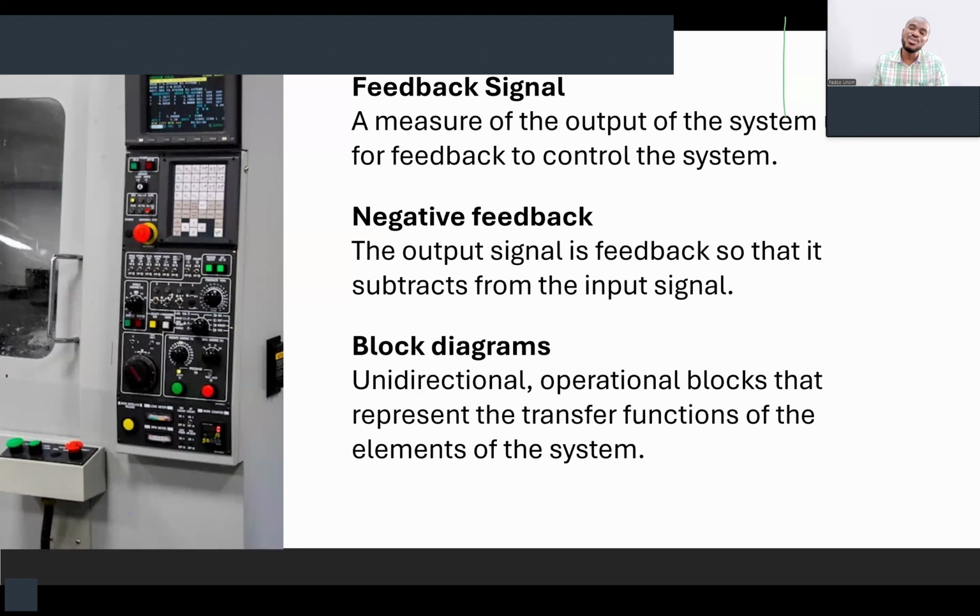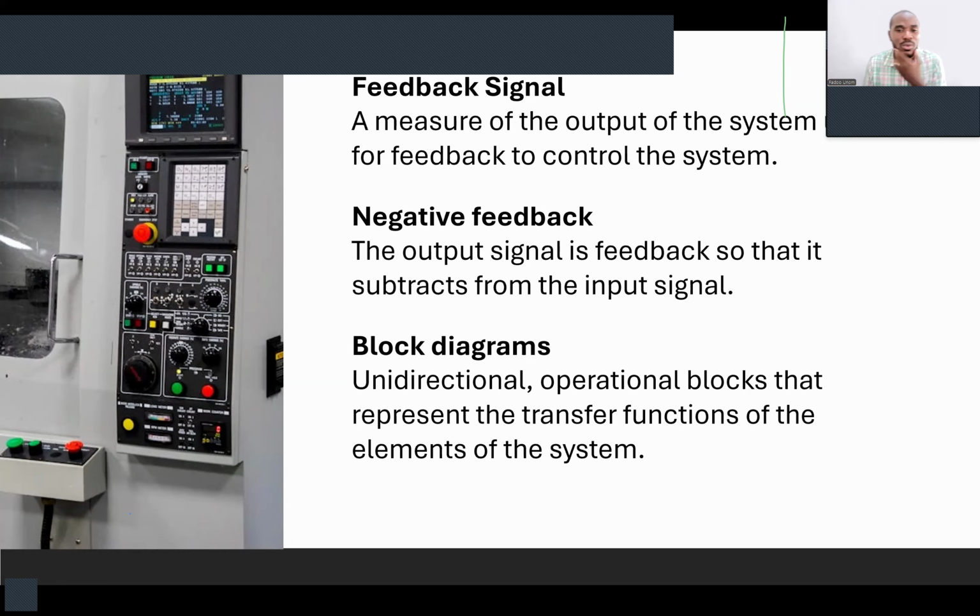It's actually the ratio of the Laplace transform of the mathematical model representing the output to the Laplace transform of the mathematical model, that just means the equation, representing the input. So when we create blocks that show us these transfer functions and how they interact with your signals, your input, your output, and all of that, that's what we call a block diagram.